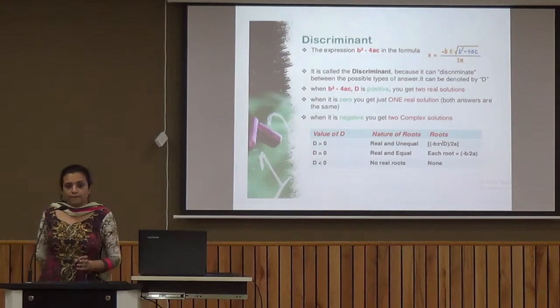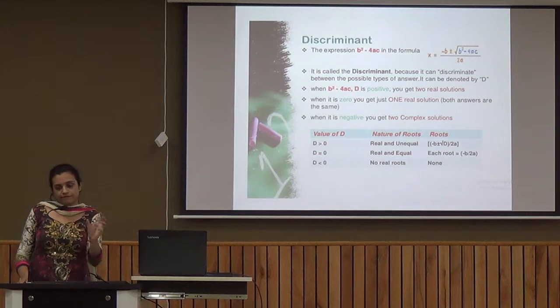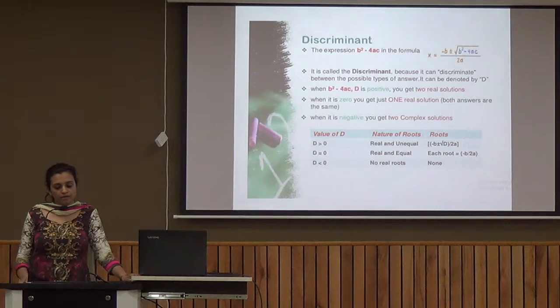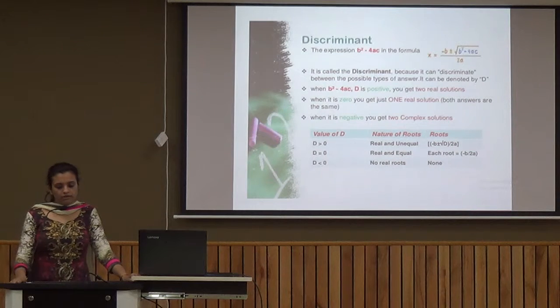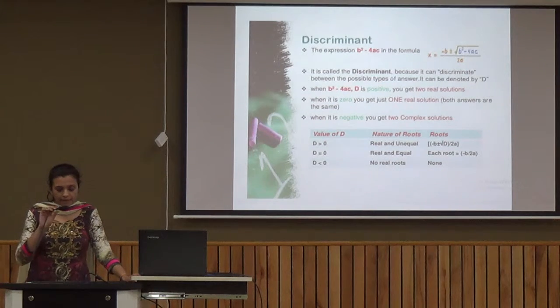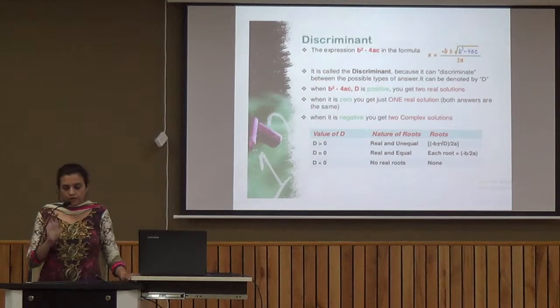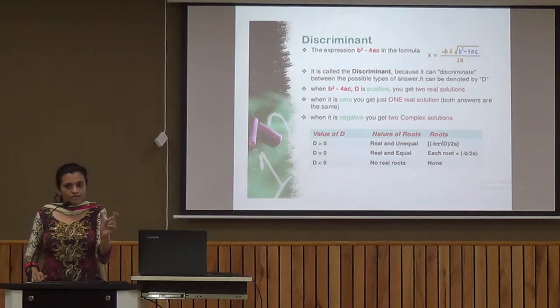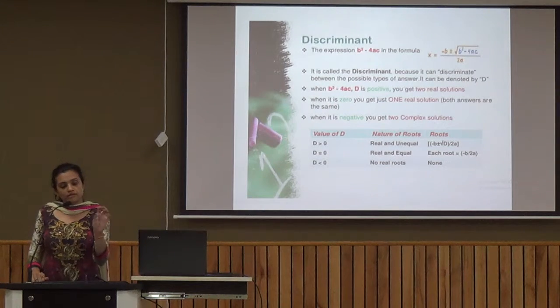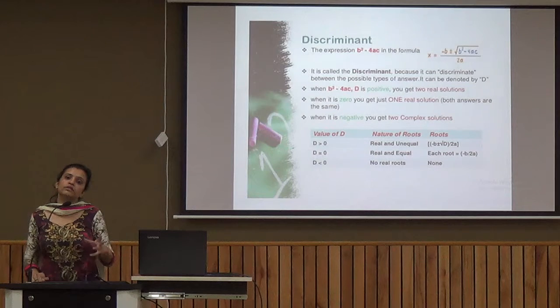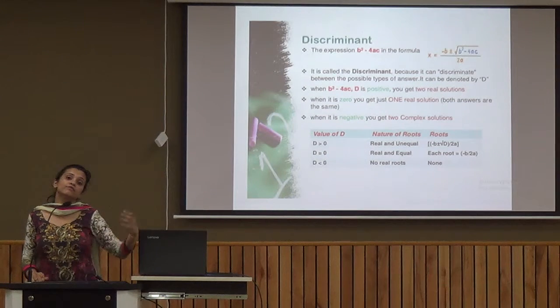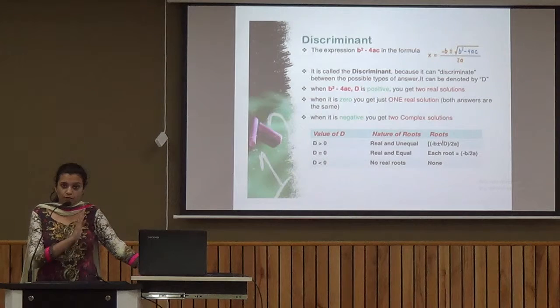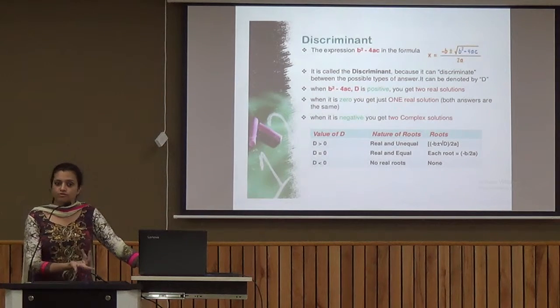Now, the expression b square minus 4ac itself is called the discriminant. It is called a discriminant because it can discriminate between the possible types of answers. It can be denoted by d. Now, what is so special about it? You know, children, just this value, b square minus 4ac, can actually tell you what kind of solution the given quadratic equation is going to have even before solving it. Yes, even before solving, it will tell you what kind of solutions it will have.